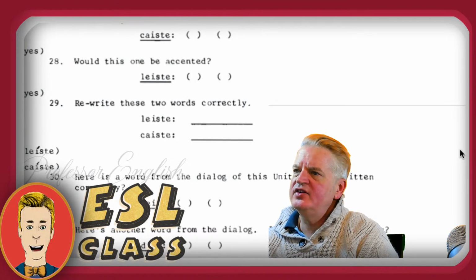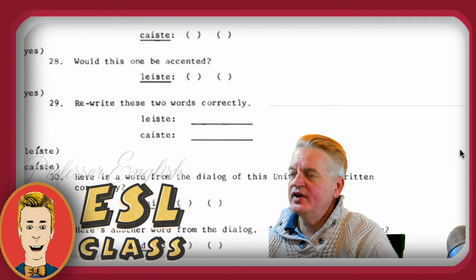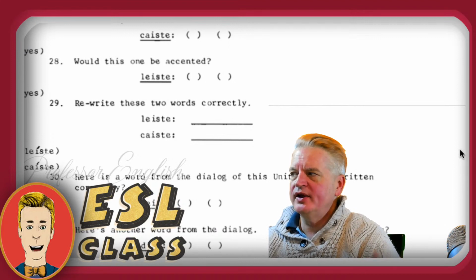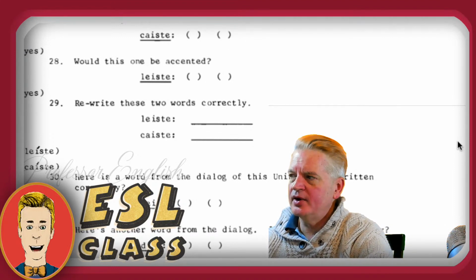Leíste. Again, this is the same situation. That should have an accent over it, leíste. I guess. Number 30. 29. Rewrite these words correctly. Okay, so they want you to rewrite them, and instead of a regular I, you put an I with an accent mark over it.